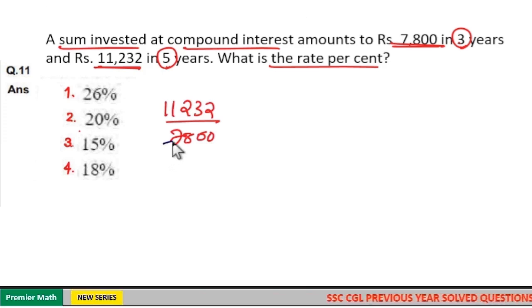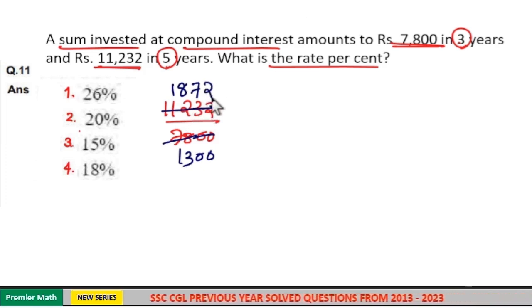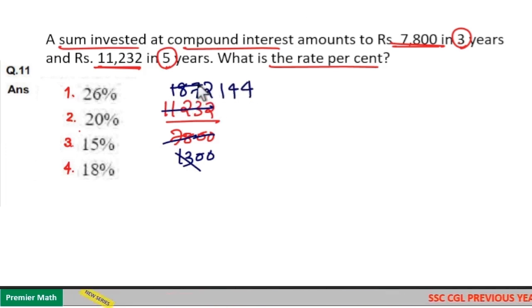Now 6 goes 13 times in 78, and 6 goes 1 time in 11, remaining 5. 6 goes 8 times in 48, remaining 4. 6 goes 7 times in 42, remaining 1. 6 goes 2 times in 12. Now 13 goes 1 time in 18, remaining 5. 13 goes 4 times in 52, remaining 5. 13 goes 4 times in 52.